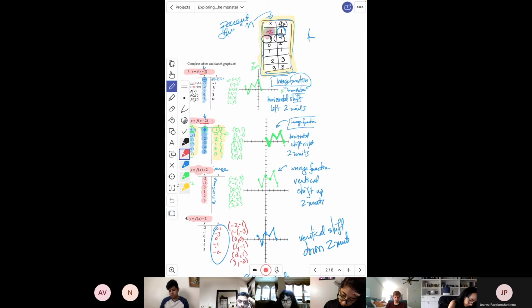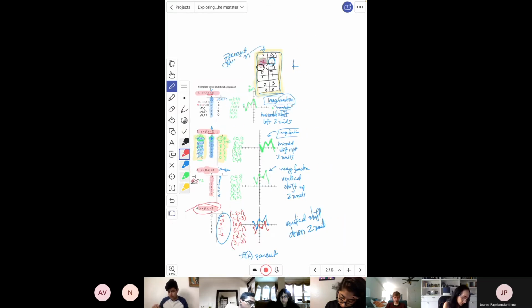And if I were to plot those, it is a vertical shift down 2 units. It's kind of nice. It helps to know the transformations just by looking at the equation to easily identify them. Okay, so now let's move on to the next one.